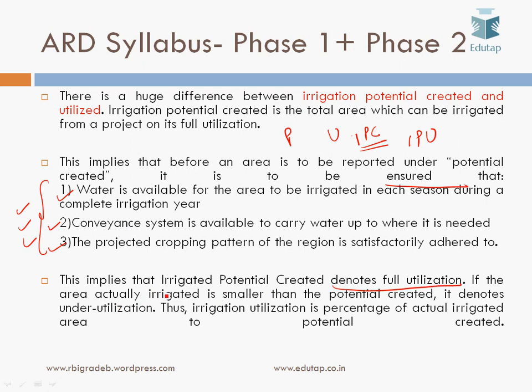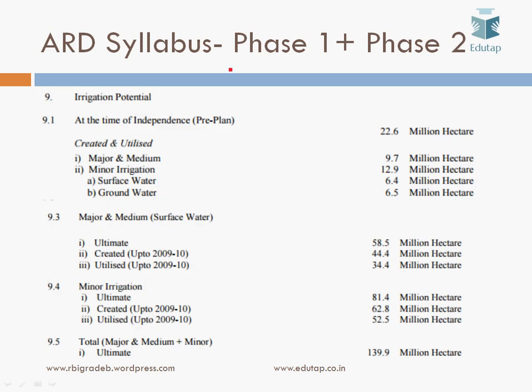This implies that irrigation potential created denotes full utilization. If the area actually irrigated is smaller than the potential created, it denotes underutilization. Thus irrigation utilization is the percentage of actual irrigated area to the potential created. So it is not necessary that if you create the potential, it will be 100% utilized. If you are not able to provide any of these three things, then you are underutilizing the potential that was created through the irrigation scheme. So there are different terms.